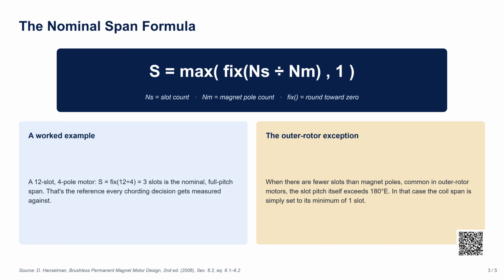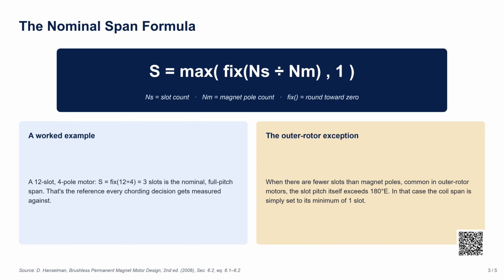Let's make that concrete. Take a 12-slot, 4-pole motor. 12 divided by 4 is exactly 3, so the nominal full pitch span is 3 slots. That's the number every cording decision for this particular motor gets measured against.